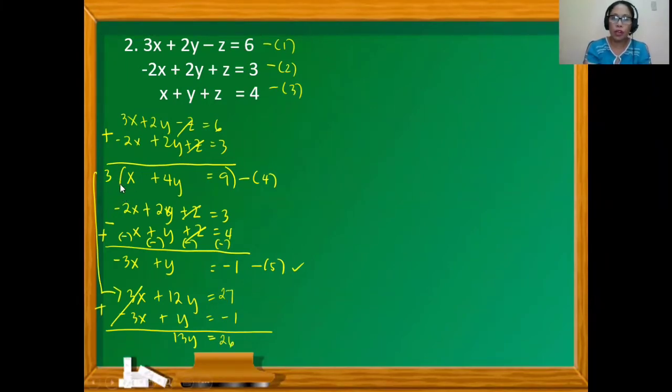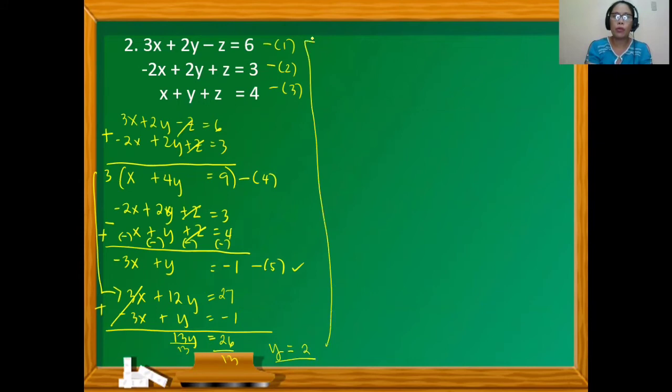Again, when we rename the fourth equation and multiply it by 3, we have 3 times x, so we have 3x here, and then 3 times 4y, you have 12y, and 9 times 3 must be 27. So, combining the two equations by addition, x will be cancelled, and then 12y plus y is 13y, and 27 plus negative 1 gives us 26. So, dividing both sides by 13, we have the value of y equal to 2.